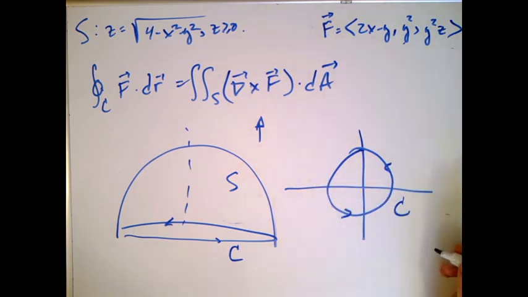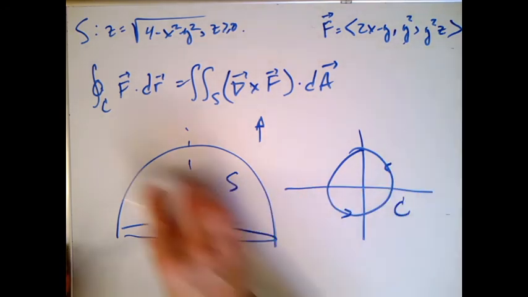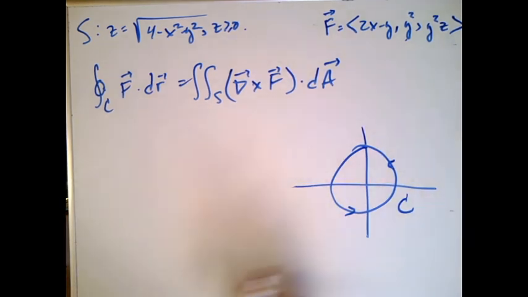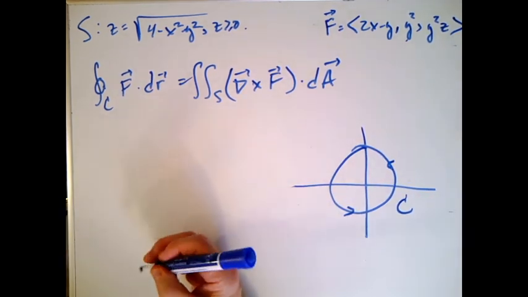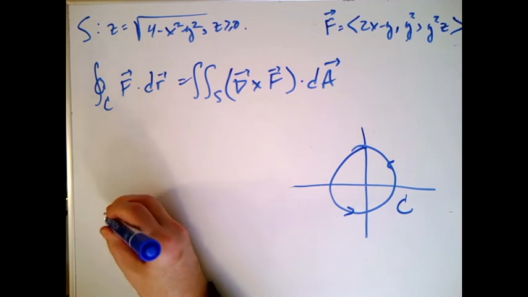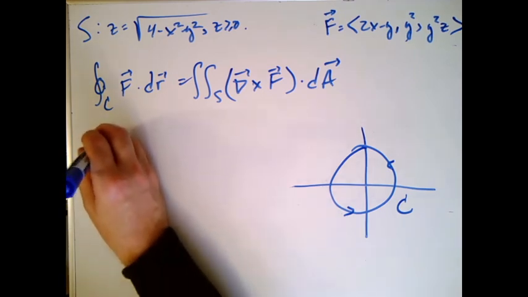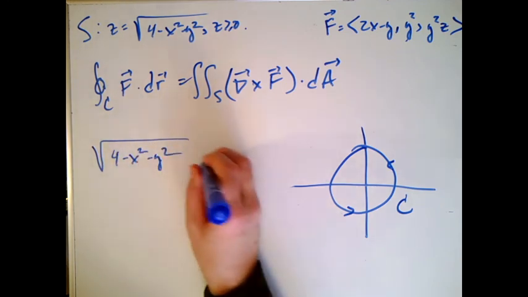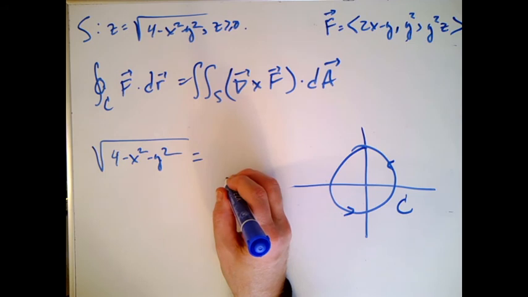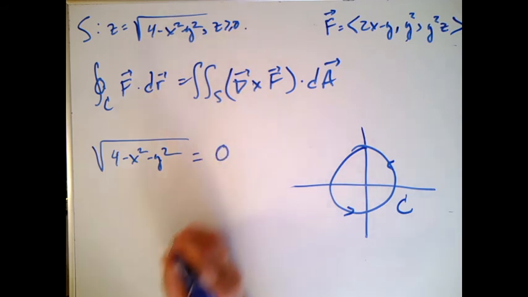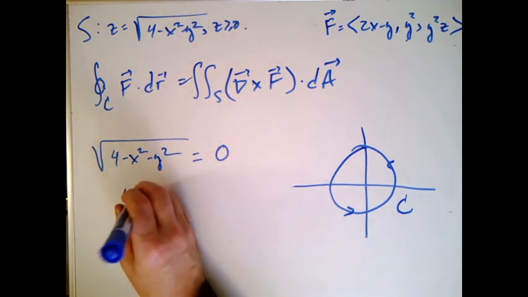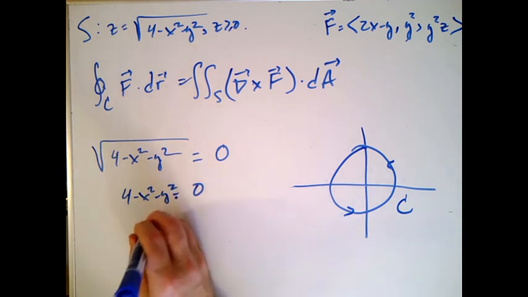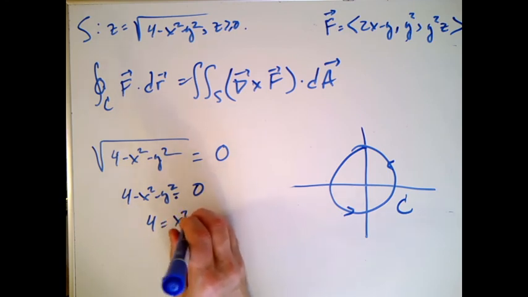We want to find parametric equations for C, which is in the XY plane, so that the movement is going to be counterclockwise. So I'm going to erase the surface for now because I'm going to start focusing on the left-hand side. And I want parametric equations for C. I do need to know exactly what circle that is. Remember, that circle is the intersection of the hemisphere, which is z equals the square root of 4 minus x squared minus y squared, with the xy plane, which has the equation z equals 0. I square both sides. I get 4 minus x squared minus y squared equals 0. I get 4 equals x squared plus y squared.